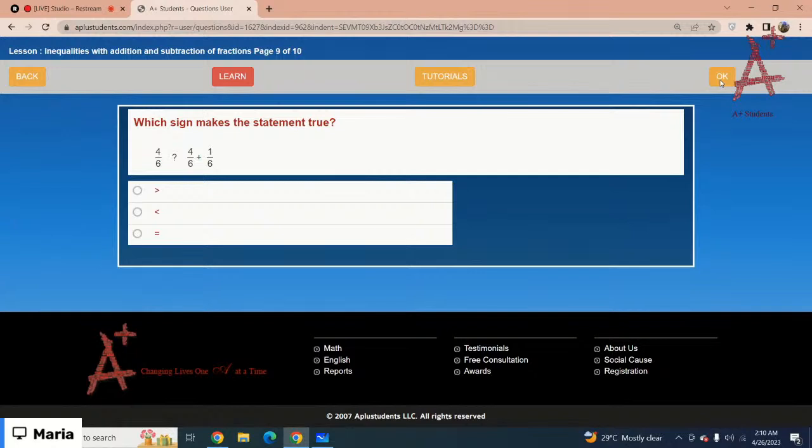Okay, 4 over 6, you have to compare it to 4 over 6 plus 1 over 6. 4 plus 1 is 5 over 6. So 4 over 6 is less than 5 over 6. So the correct option is less than 5 over 6.